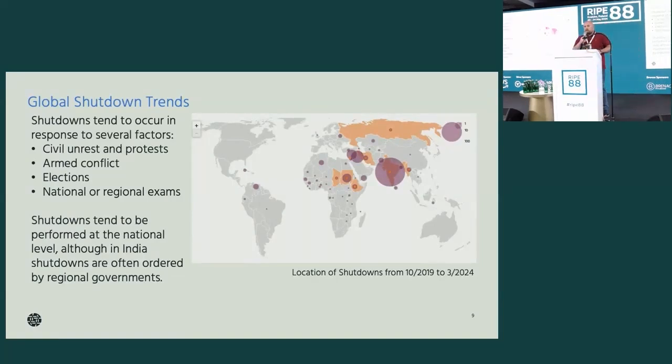Why do governments shut down access to the Internet? There are many reasons: civil unrest, conflicts, elections, and exams. Not many people understand or know that in some areas, some regions, some countries, they do shut down access to the internet because of exams.